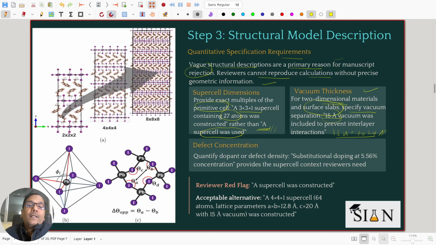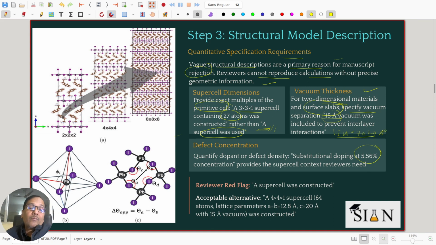And also if you are doping something or creating defects, then you have to mention the concentration of defects, how many defects you have created, how many atoms you have substituted. The concentration or defect rate can be mentioned in percentage. So substitutional doping at 5.56% concentration provides the supercell context that the reviewer actually needs.